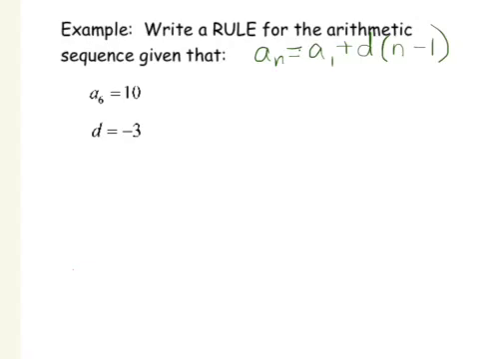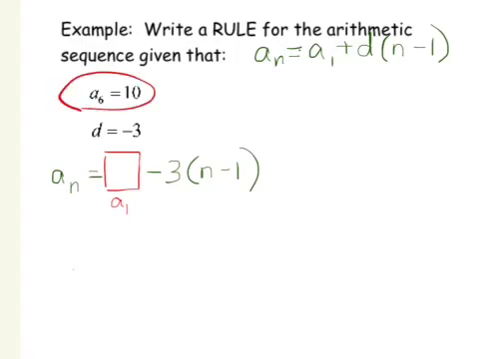Sometimes we're given what we need and sometimes we're not. Here we know that our common difference is -3. So far it's going to look like this. I need my A1. I don't have that, but I do know that my common difference is -3. And so now all I need to do is figure out what is my A1, and then I can simplify and work this out. Now, if this is the information I have, I also know that A6 is 10.